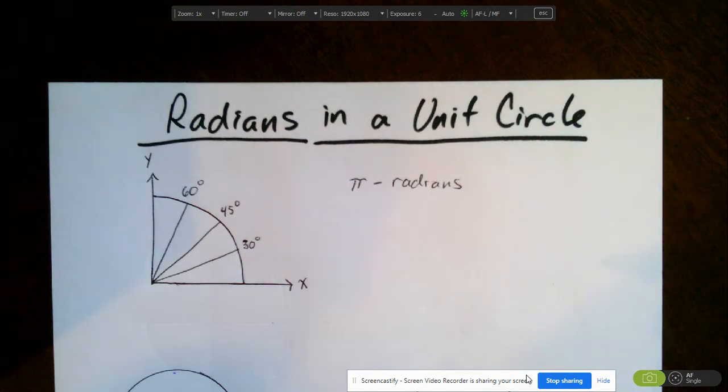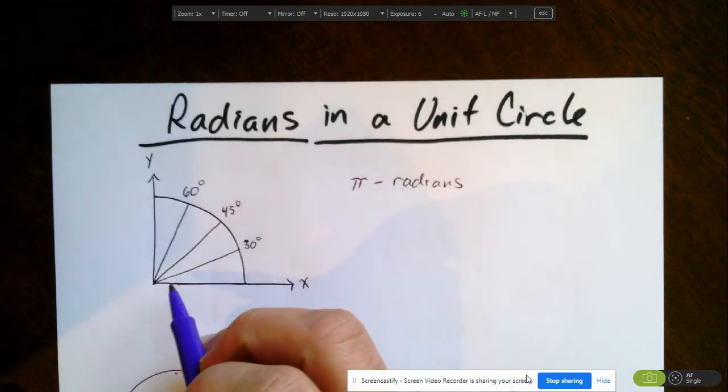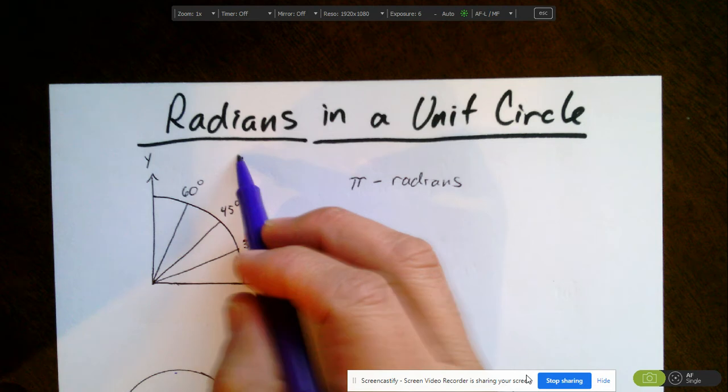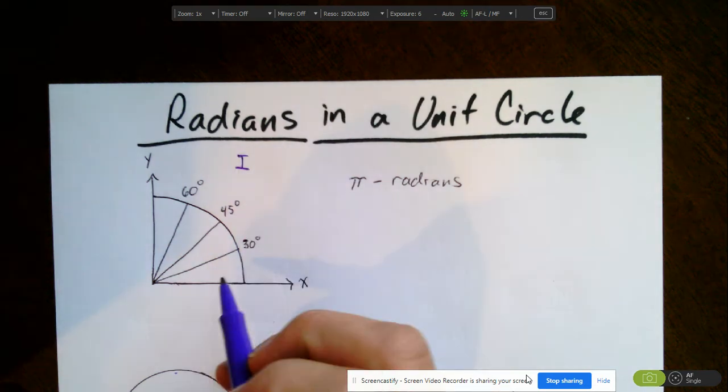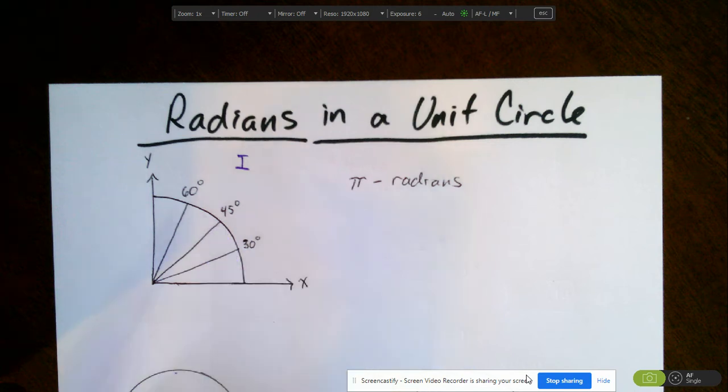If you watched the previous video, you should have learned that the circumference of a unit circle is 2 pi. And so half of a circle is pi, and so forth. So if you remember, we talked about the unit circle and we talked about the first quadrant, only to find the rest of them. But if you remember, we talked about 30 degrees, 45, and 60 degrees.